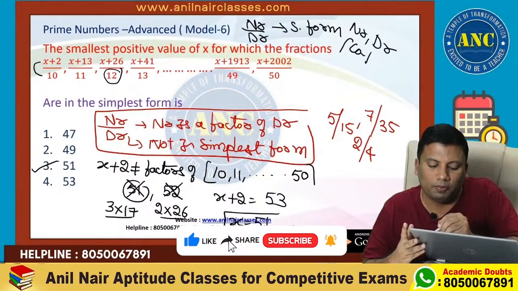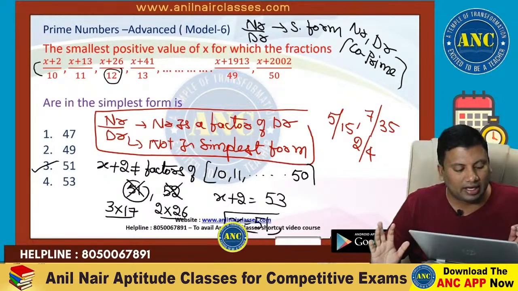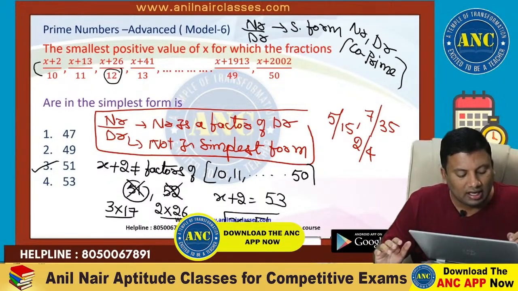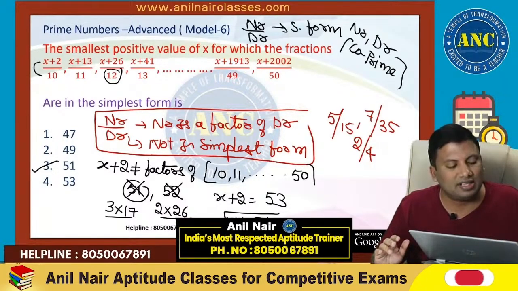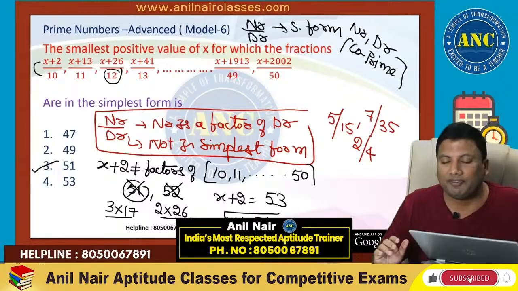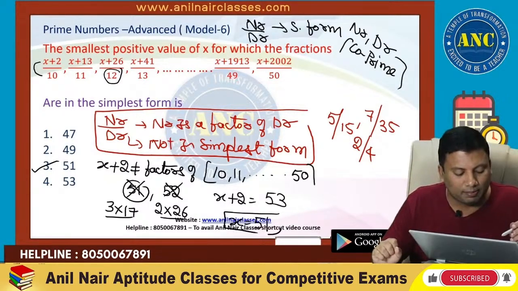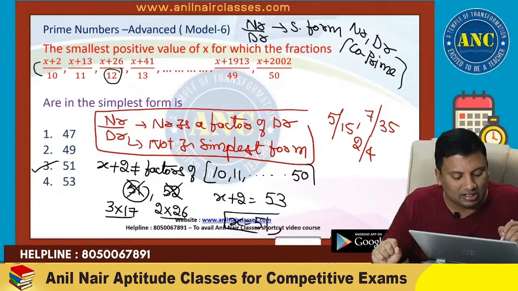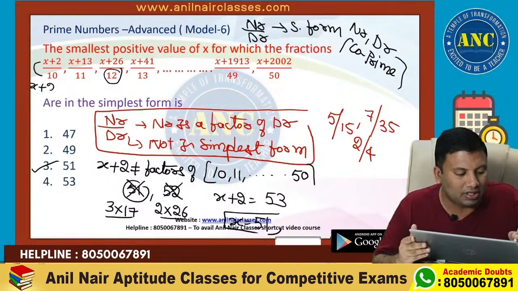If they are co-prime to each other, then the fraction is said to be in its simplest form, with HCF of numerator and denominator being 1. Now if you see, if x plus 2 is taking 5, 5 is a factor of 10. So 5 by 10 is not in its simplest form. If x plus 2 is taking, this can be written as x plus 2 by 10.